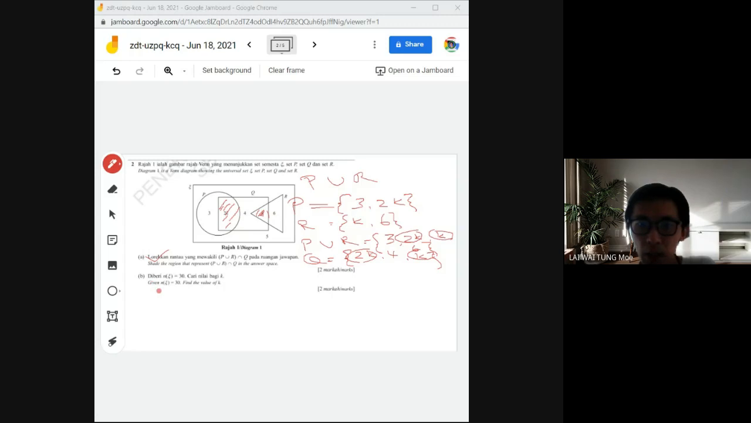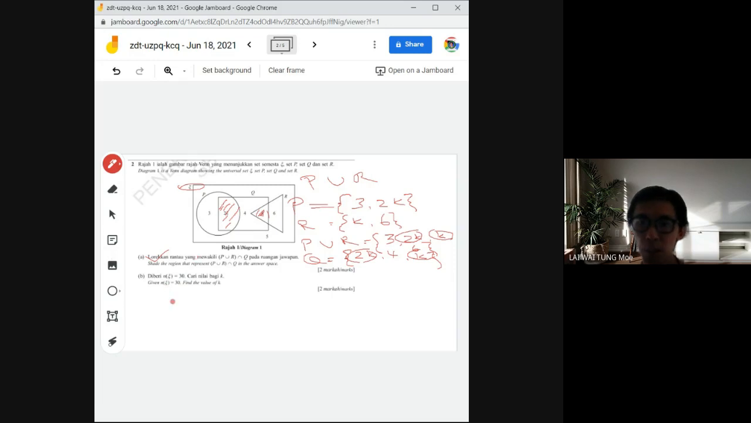Okay, given that the number of elements for the universal set is 30, find the value of K. You have to notice here is the symbol for the universal set. It means it's inside this big rectangle, so there are all the elements here. To find K, the number of the universal set is given as 30. So all together, you add all these elements together and you will get 30.